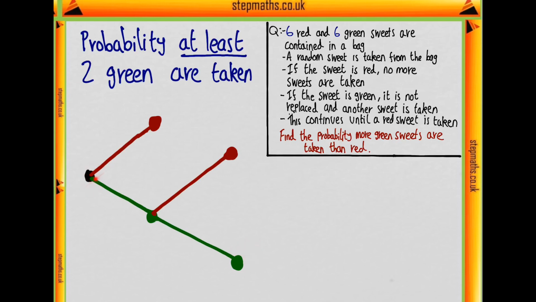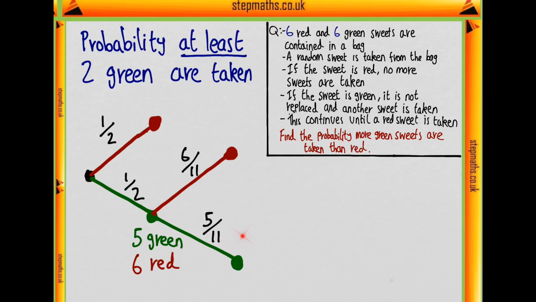So let's do that. So we start here, and we've got 6 of each. So the probability we get a red is a half, and the probability we get a green is a half. And now, we've got to be careful, because if we pick a green, it is not replaced, and another sweet is taken. So that means if we have 6 red and 6 green, we'll now have 6 red and 5 green, because one of the greens has been removed. So we've got 5 green and 6 red, and then we select at random again. So the chance we get a red is clearly 6 over 6 plus 5, so 6 over 11. And 5 over 11 for the green, for the same reason.